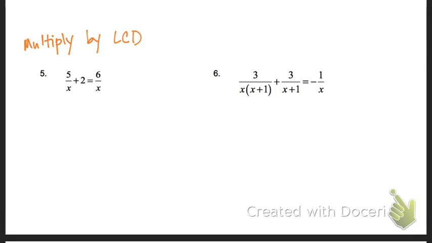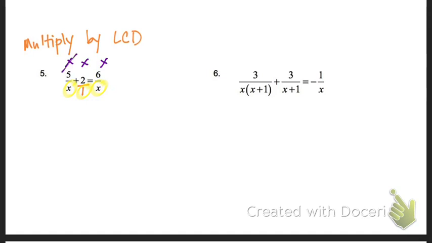So kind of like how on the complex fractions we creatively multiplied by 1. On number 5, I'm going to go ahead and put this 2 over 1, and I'm going to look at all denominators. So I've got x, 1, and x. And what is my least common denominator here? Just x. So I'm going to take each term and multiply by x.